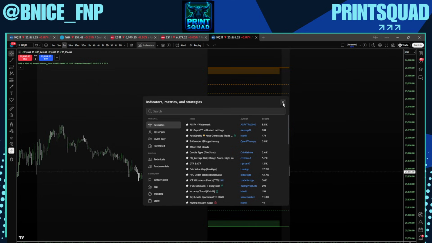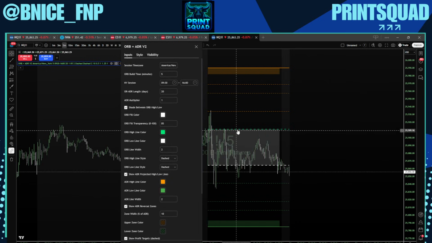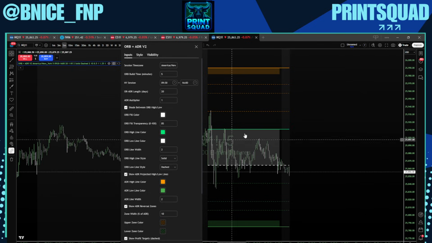So going back into the indicator, you can also change the way that your orb high and your orb low look. For me, I think the dashed line look is better. I just think it's aesthetically appealing. But if you want, you can make it a solid line for the top and the bottom, or you can make it a dotted line, whatever works for you. And then you can also change the size of those lines as well. So for me, I leave it at dashed, and this is kind of how I use it.